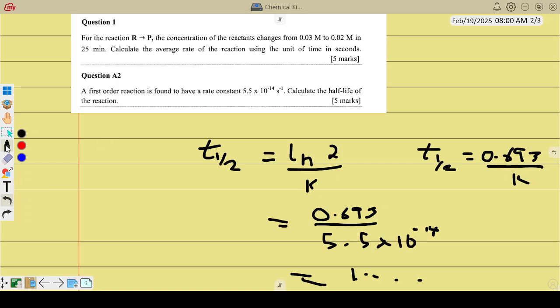Now we're going to look at another form of a question which is more common, because this is a baby question. It is supposed to have like 2 marks. But it can be like this. Sometimes you can be told to find the half-life in hours. You have to convert the time which you get here to hours.